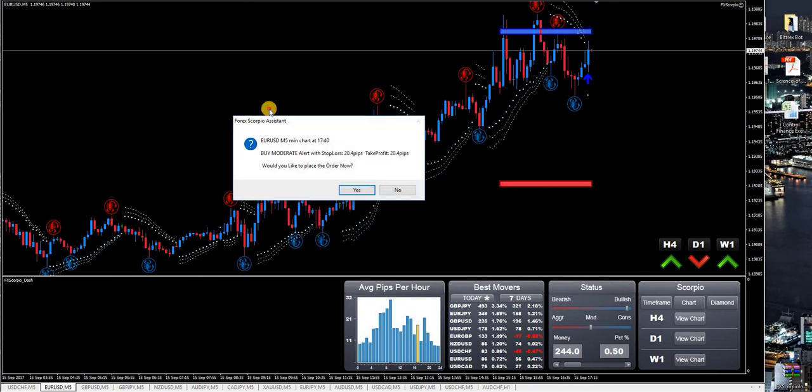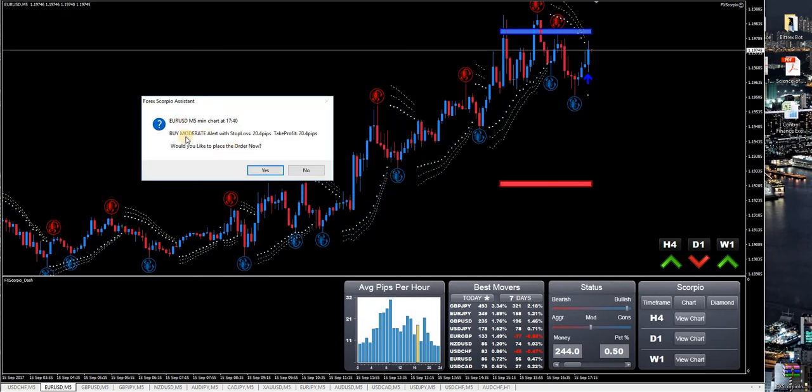All right, folks, we have a potential Euro USD trade here. It's a buy. You see our scorpions are stepping down. We have our arrow right here. Dots right there. 2 green arrows pointing up. Bullish, moderate. And we're not in between 2 scorpions or anything like that.